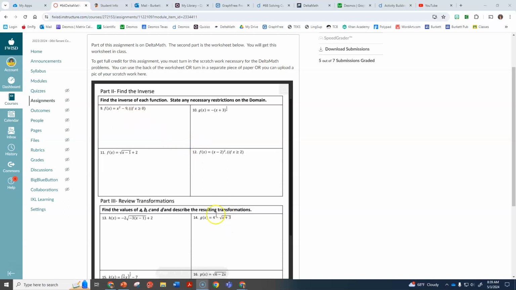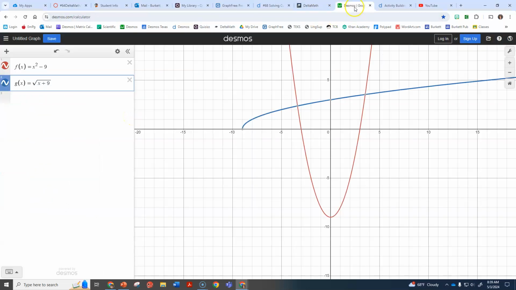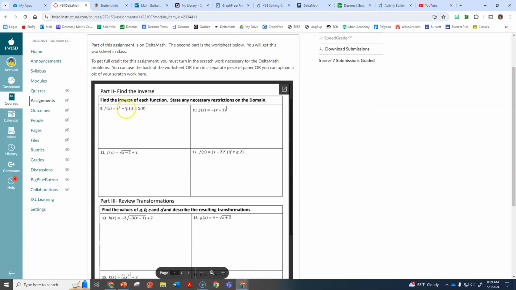I'll try to explain it so that you guys are clarified. So let me see if I can find. First of all, I have graphed for you the quadratic x squared minus 9, which is the problem that was right here, x squared minus 9.